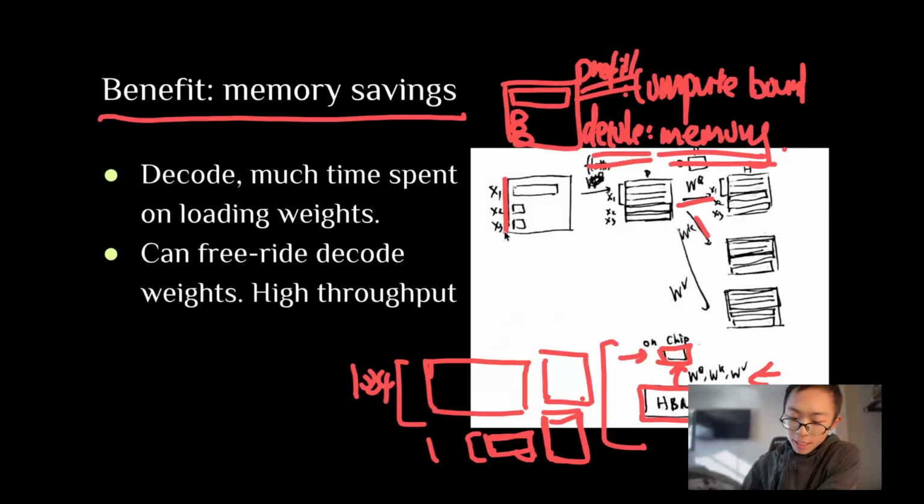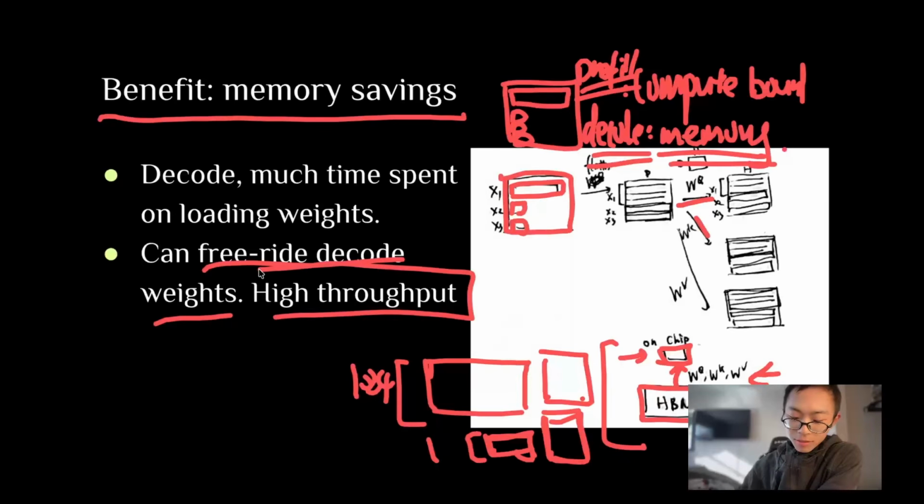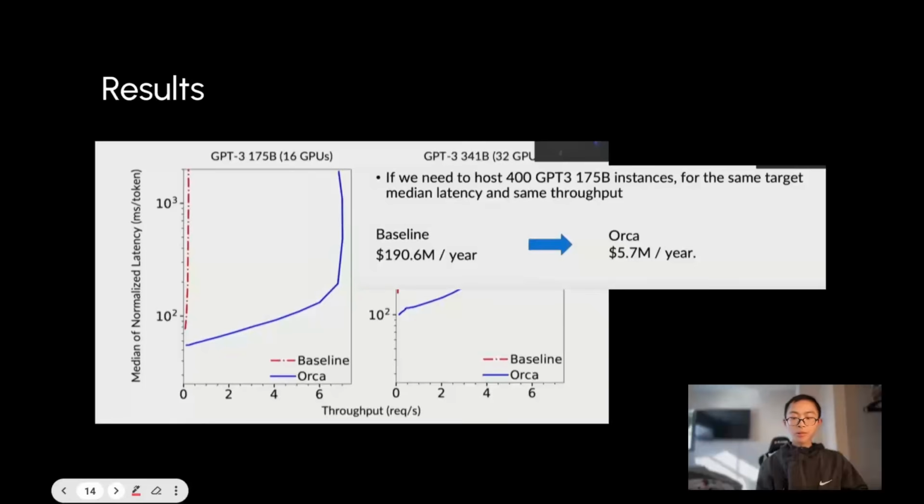But what if we batch prefill and decode together? Then, since prefill already loads the model weights, the decode tokens can just free ride the weights. They don't have to load them again, and this achieves super high throughput for decode. We know that decode is often latency sensitive and the throughput is very low, but now the throughput is very high.